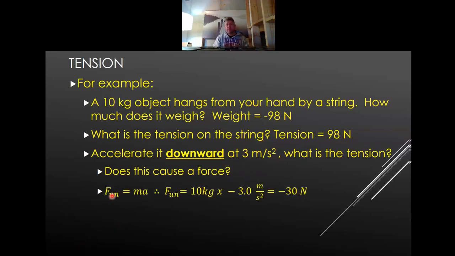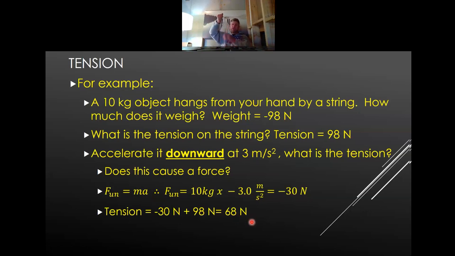So then we say, all right, F_net equals ma. F_net is the 10 kilograms times the -3. Now, why is it -3? Right? Again, it's -3 because we are going downwards there, right? So we get a -30 newtons of force. Well, why is that negative? Again, downward, right?